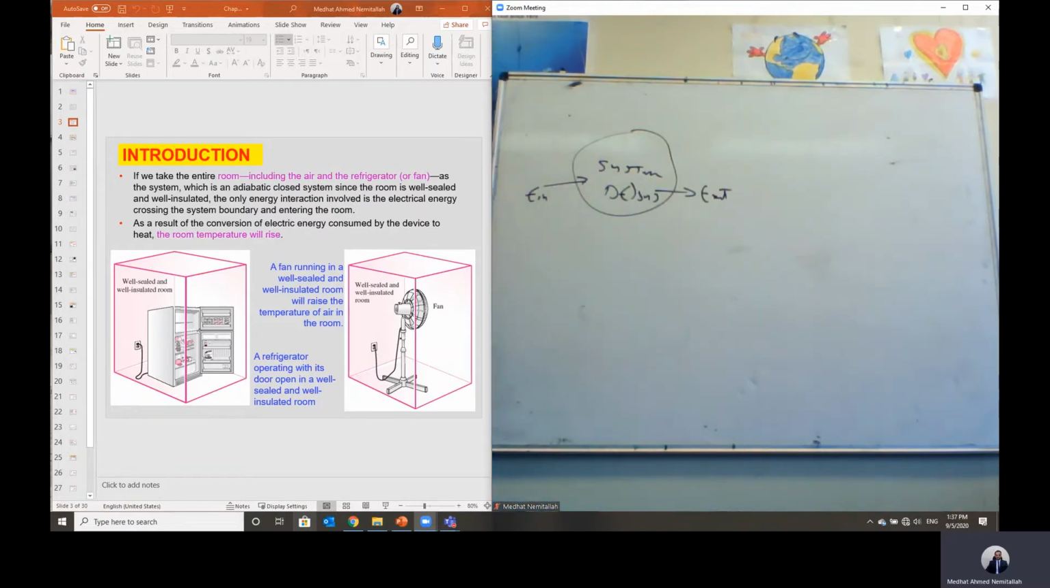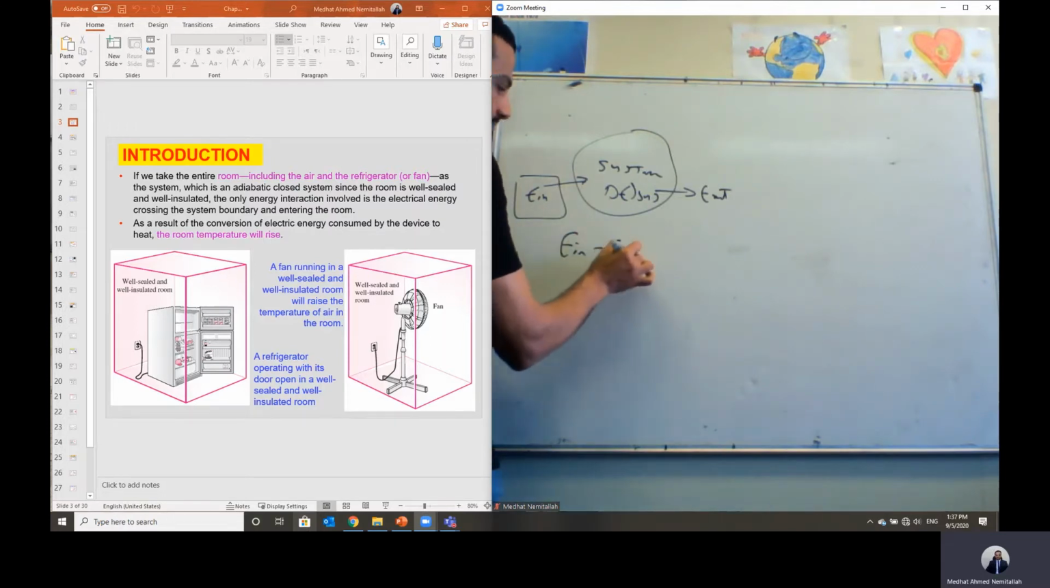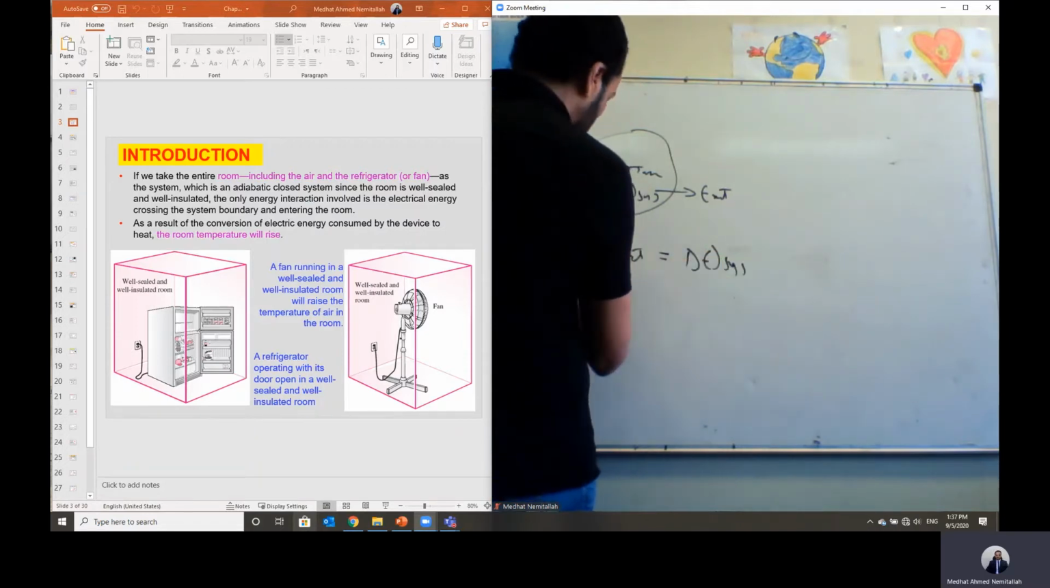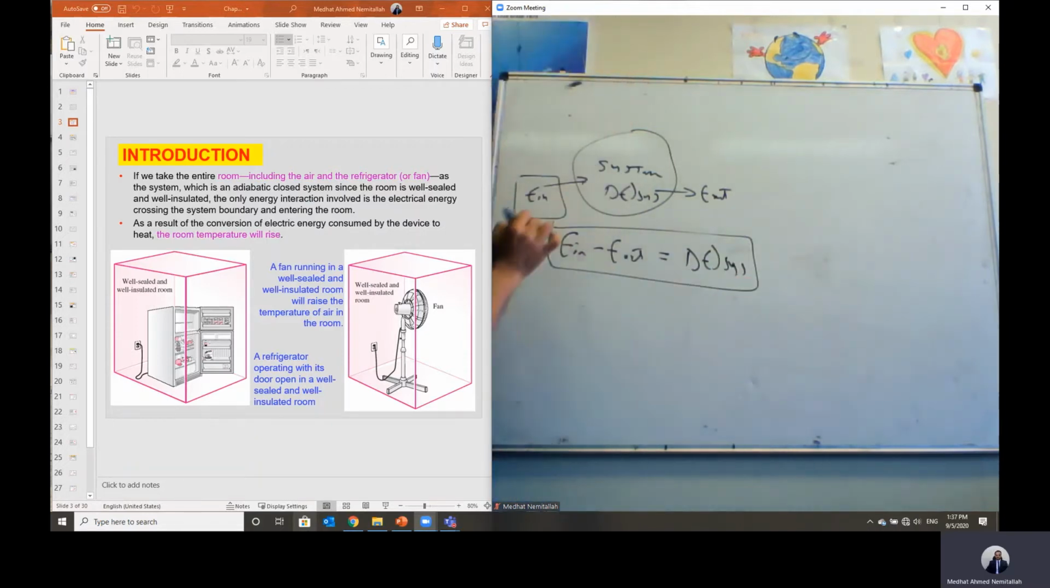If you look at this room, we have energy input in the form of work. But do we have any form of energy out? We don't have energy out. That means if we apply the first law, energy in minus energy out will equal the change of energy of the system. As it is an isolated room, we don't have energy output, so all of the energy input to the system will be just stored within the system, and it will result in a temperature rise of the air.